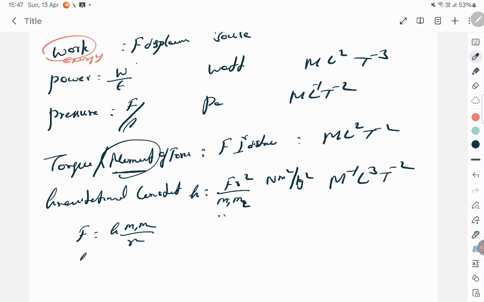How did you get it? By writing G is equal to F r square by m1 m2. Okay, next up, the gravitational constant is over. So let's go to the next one.